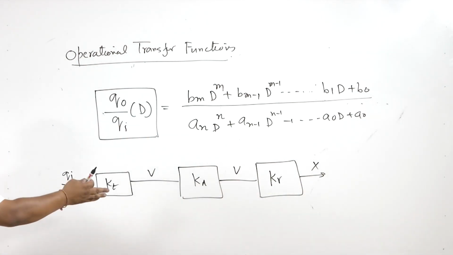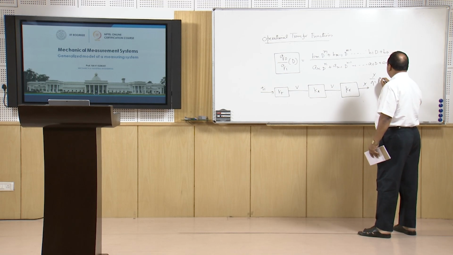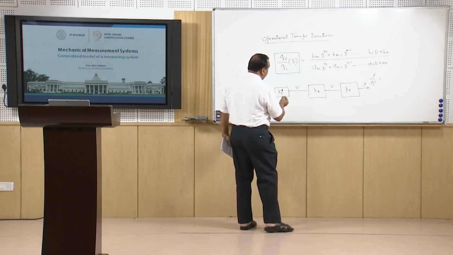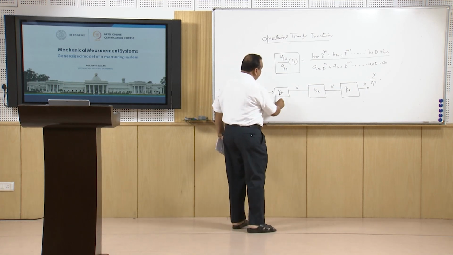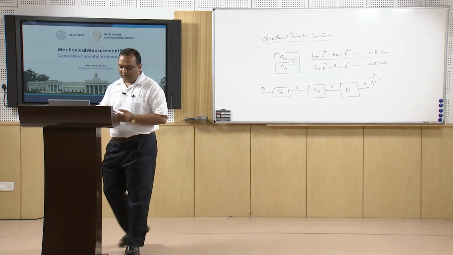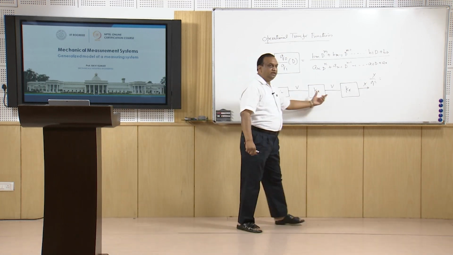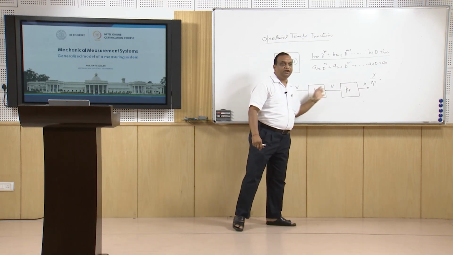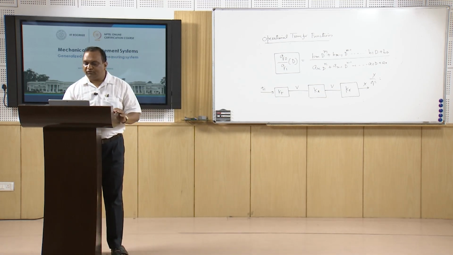Now we have transfer functions, so we can simply say X by QI is equal to the product of these transfer functions, because the output of this is the input of this. So this is how a complicated system can be divided into small components, and the transfer functions of these components are simply multiplied to get the final output and input relationship. Okay, so that is operational transfer function.